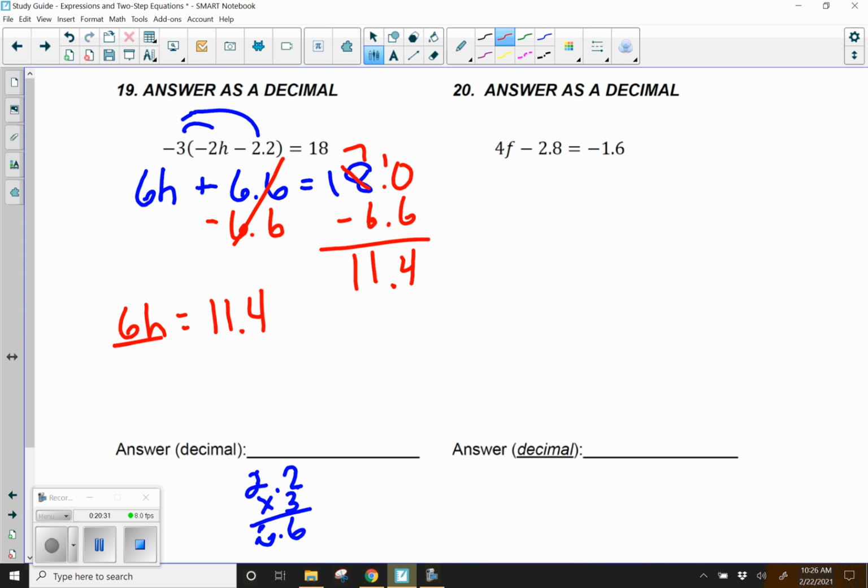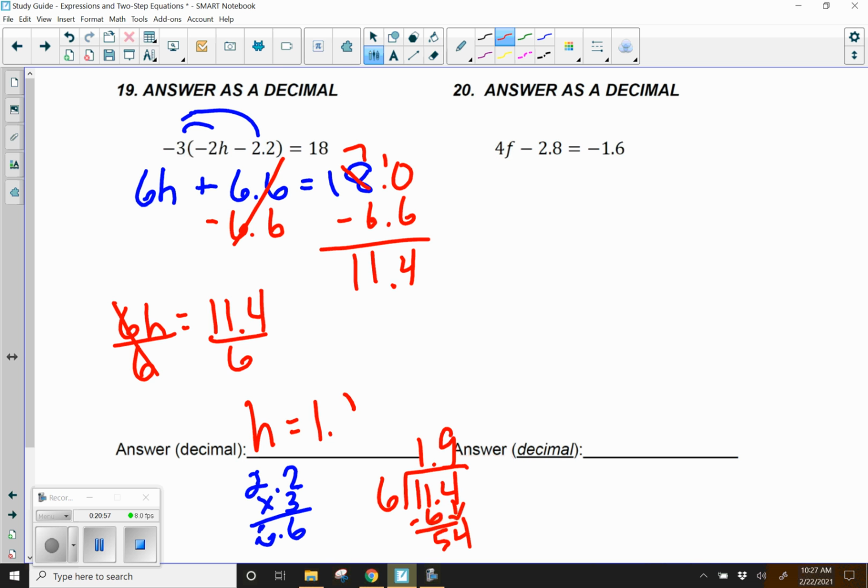And now to get h by itself, to get rid of that 6, we're going to divide both sides by 6. Down here, I'm just going to set up my division problem because it does say to answer as a decimal. 6 goes into 11 one time. We get a remainder of 5. Bring your 4 down. And 6 goes into 54 9 times. So that leaves us with our final answer of h equals a positive 1.9.